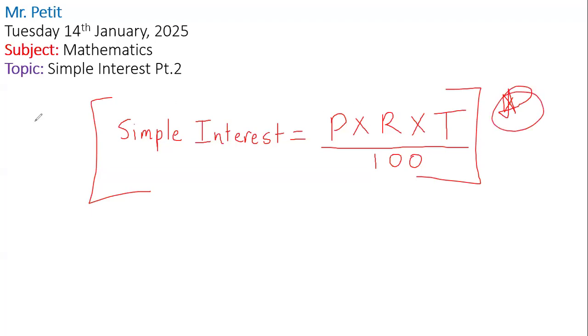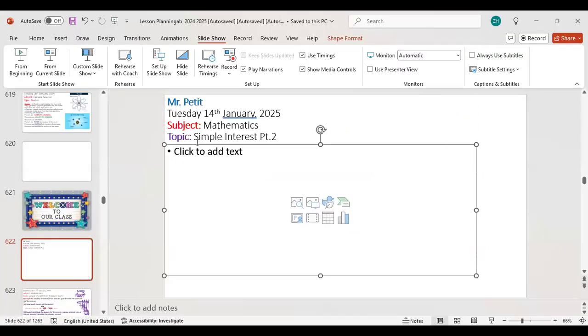Let's clear our drawings and look at example number 1. I'm going to enable the chat so that you can type. When I ask a question, you can try it if you know the answer.